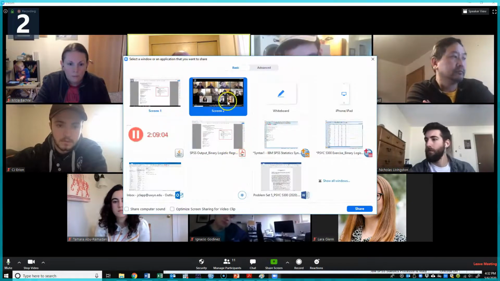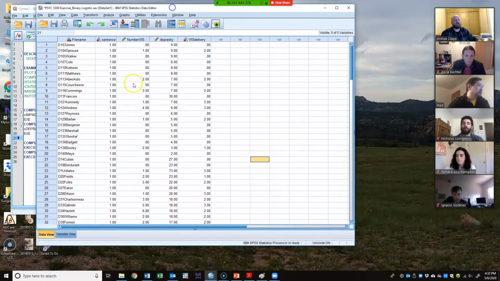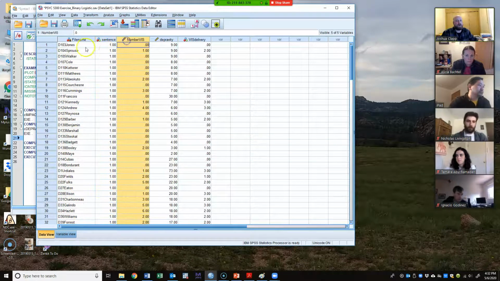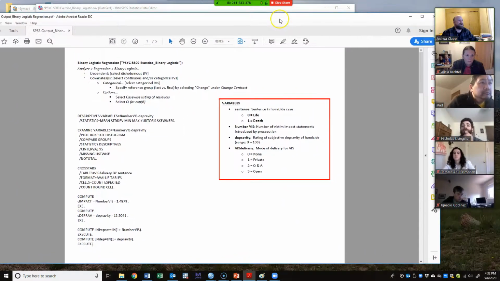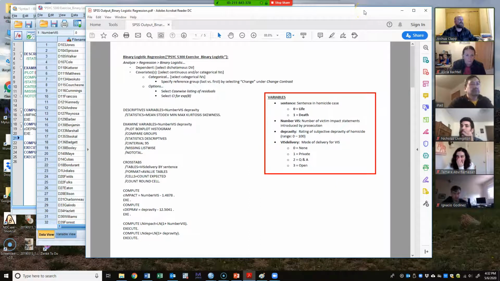All right, so let's open up your data set here. This is a very simple data set. We're going to be working off of this binary logistic worksheet. What we've got is data donated by Narina. Our outcome is a sentence in a homicide case, so life sentence or death sentence, 0, 1. And our predictors here, we have a number of victim impact statements that was introduced by the prosecution. Victim impact statements describe the impact that this has had on us and our family during sentencing, to make a case for a more serious sentence.